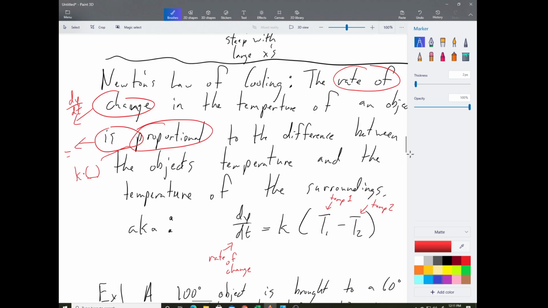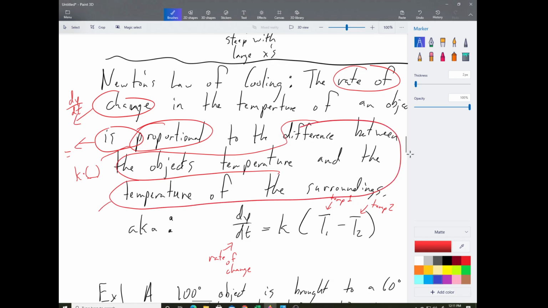We have the difference between the object's temperature and the temperature of the surroundings. So difference indicates a subtraction. So you're going to take the temperature of object 1 and the temperature of object 2 and subtract them. So that's how I got this equation down here. It's just we take the words that indicate what Newton's law of cooling is, and we can very easily put that in equation form.